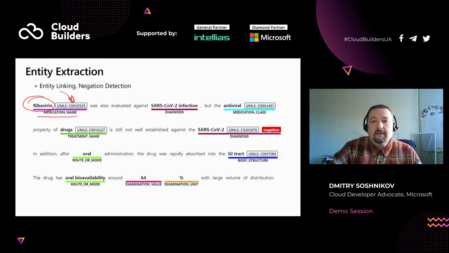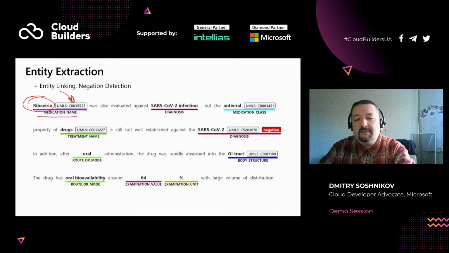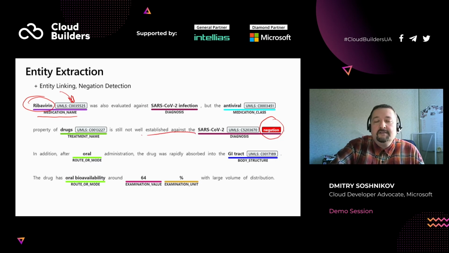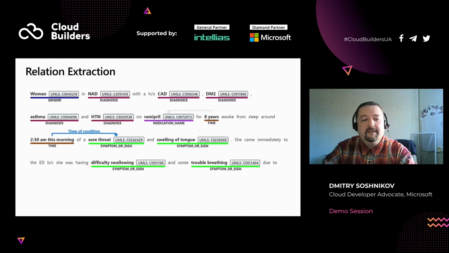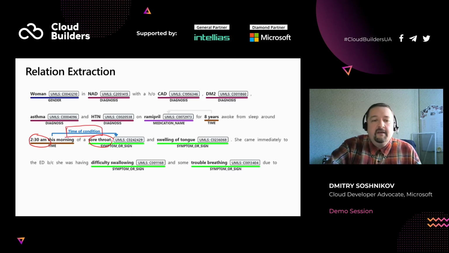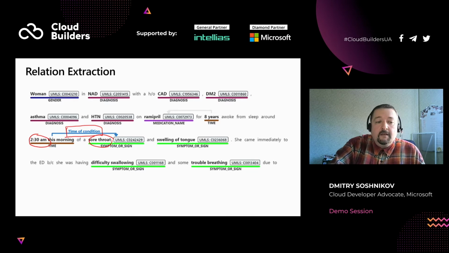Another thing that is extracted by this service is negation. For example, when I say something like "this is established against SARS-CoV-2 infection," SARS-CoV-2 is marked as negated, so we are referring to it in the negative sense. And one more thing that this service can extract is relations. For example, you can say that the symptom sore throat occurred at 2 a.m. this morning, and those two entities are related by the relation time of condition. So that is what the service can give us.